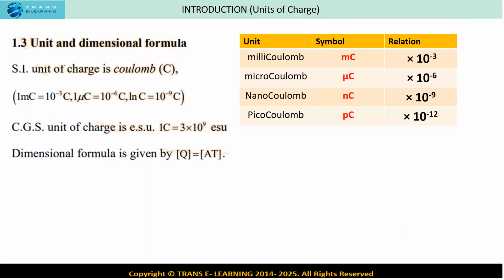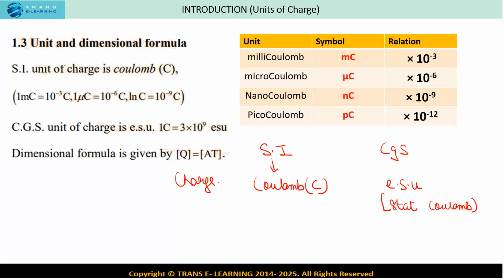Now, the units of charge. There are always two units of any parameter, that is the SI unit and the CGS unit. The SI unit of charge is coulomb, which is represented by C, and the CGS unit of charge is ESU, which is known as stat coulomb. Now, what is the relation between the SI unit and the CGS unit of charge? 1 coulomb is equal to 3 into 10 raised to power 9 ESU, that is stat coulomb. So this is the relation you can remember.